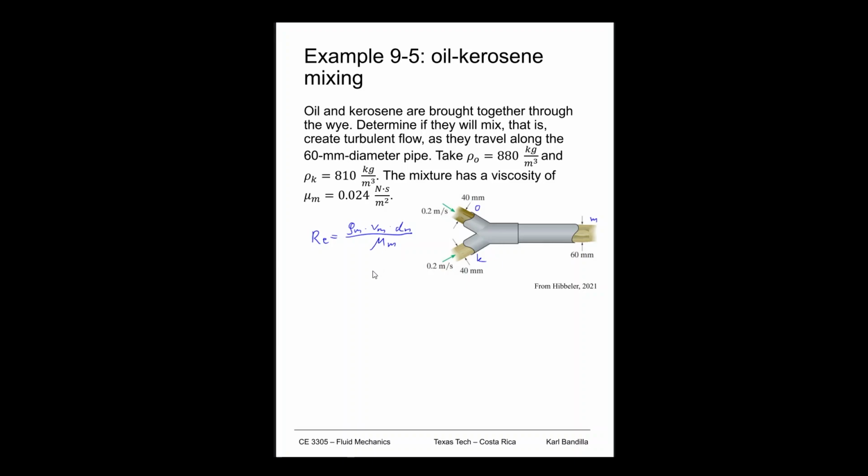Now, what do we have? What don't we have in this equation? We have the viscosity of the mixture that's given to us. We're given the diameter of the pipe, but we're not given the velocity there or the density there. But we can easily calculate those. So for the velocity, we can just use continuity.